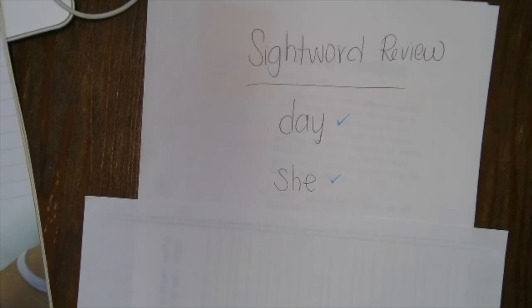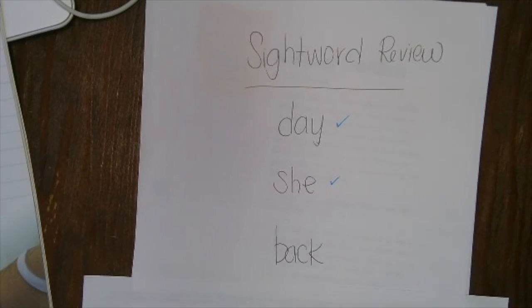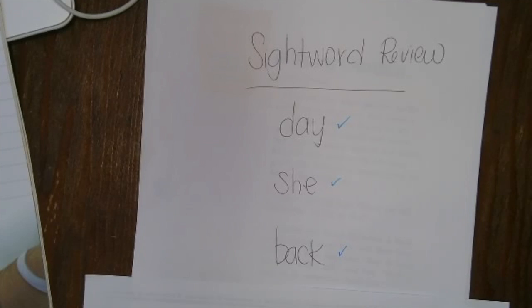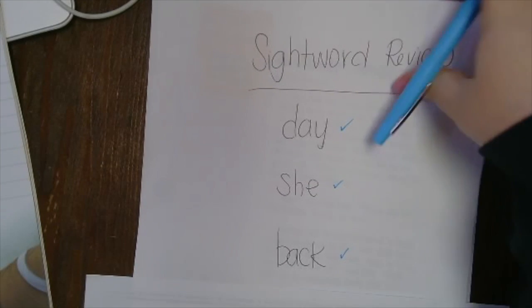Your last word for your quick sight word review and check is back. It's 4 letters. Spell the word back. Did you spell it correctly? If you did, give yourself a star or check. If not, go ahead and rewrite it.